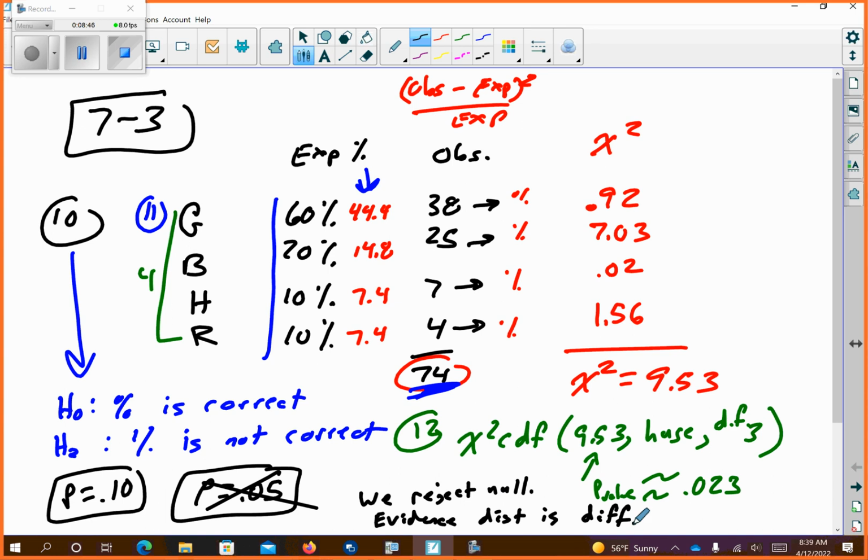So, chi-squared is not as tough as other things have been. I think the last chapter was a lot tougher. This one is a lot friendlier.